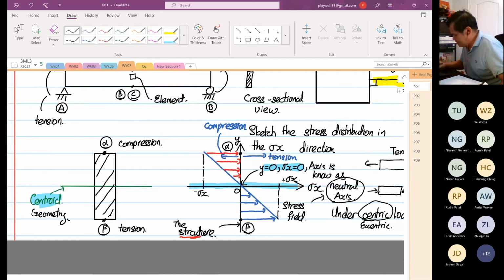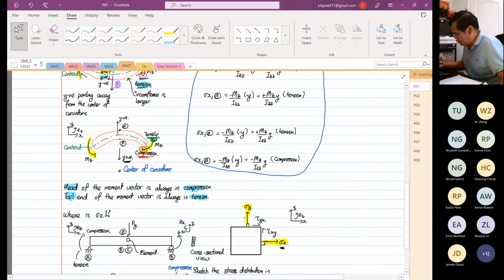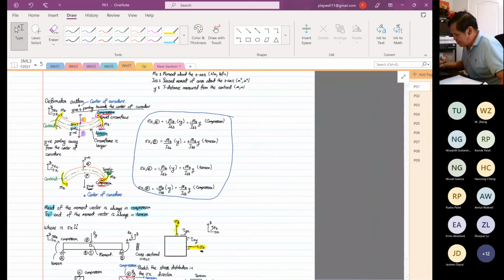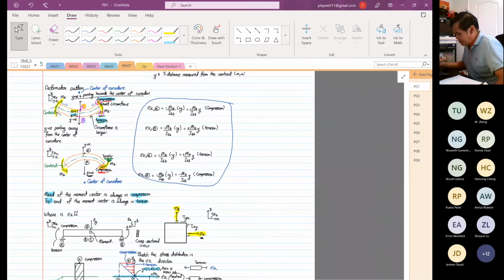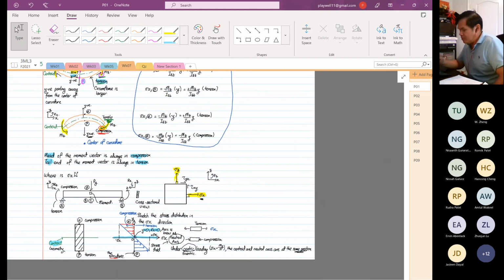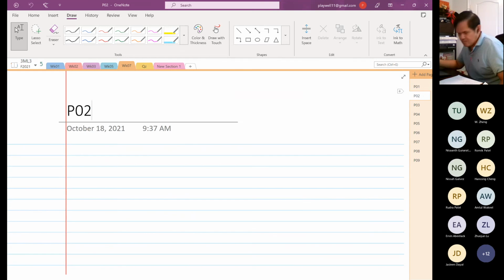Now this page is really important. All the basic theory about bending is all here. You have to understand this concept, because later on when it's sandwich material, eccentric loading, or unsymmetrical loading, we are always going to apply this theory.